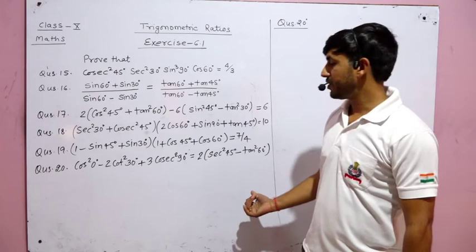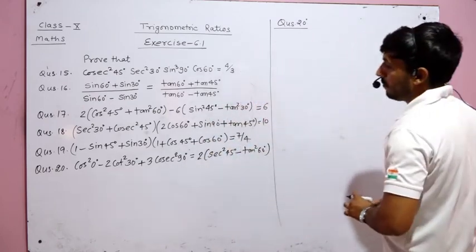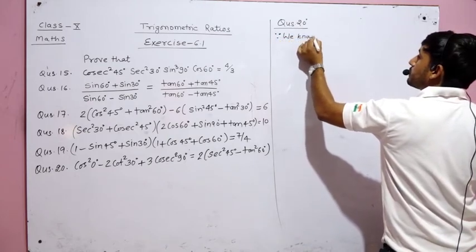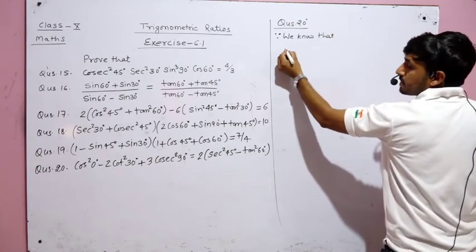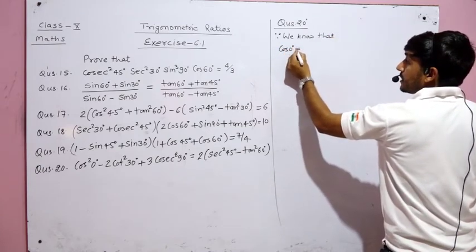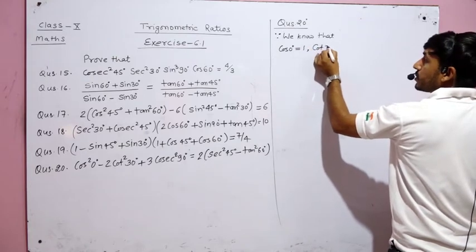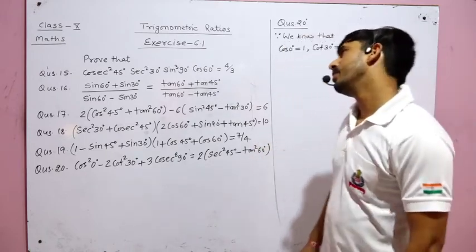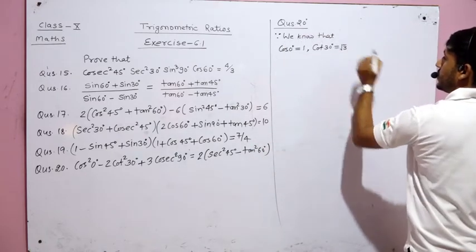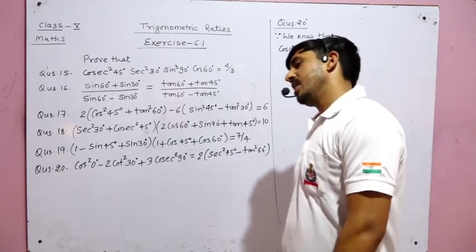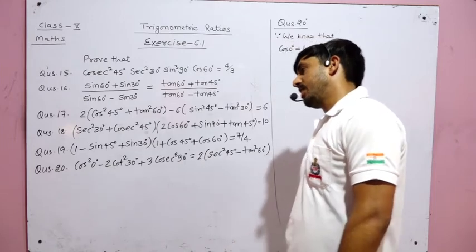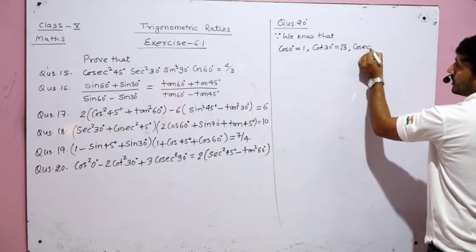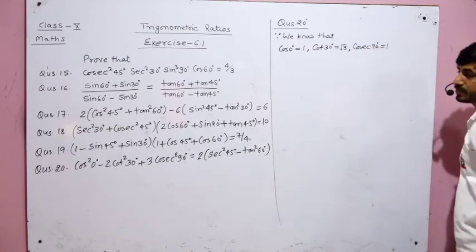to this side. First we have to substitute all the values, and from the table we can see, since we know that cos 0 degree is equal to 1, cot 30 degree is equal to root 3, just because this is the opposite of tan 30 degree. As we can see, tan 30 degree is equal to 1 by root 3. That's why cot 30 degree is equal to root 3. In the next step we have cosec 90 degree, that is equal to 1.